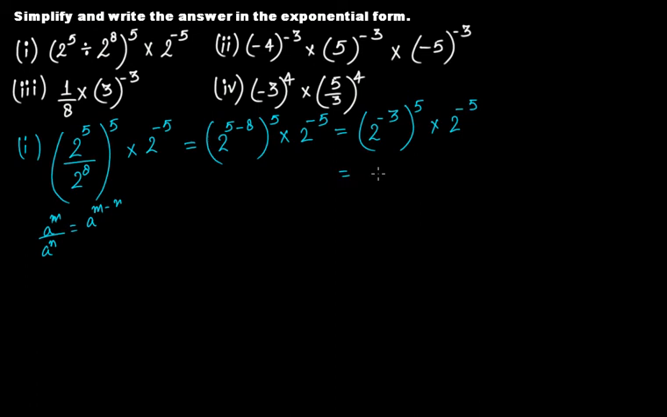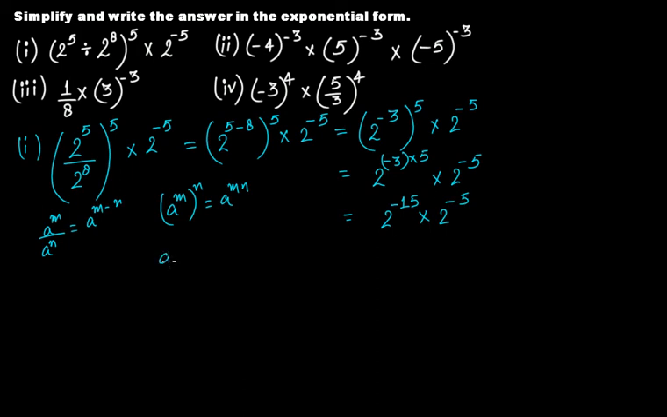Now this is what? 2 raised to the power of minus 3 multiplied by 5 using this law, right? And then multiplied by 2 raised to the power of minus 5. So this gives you 2 raised to the power of minus 15 multiplied by 2 raised to the power of minus 5.